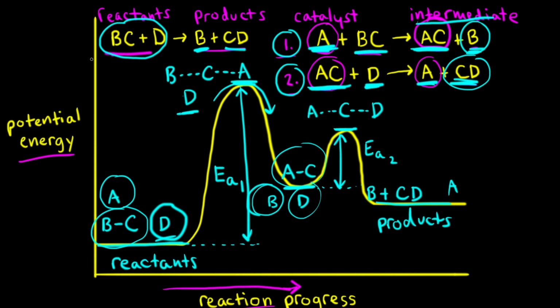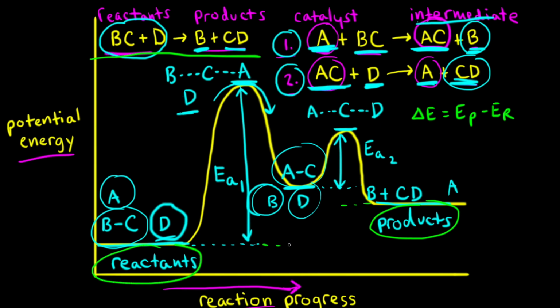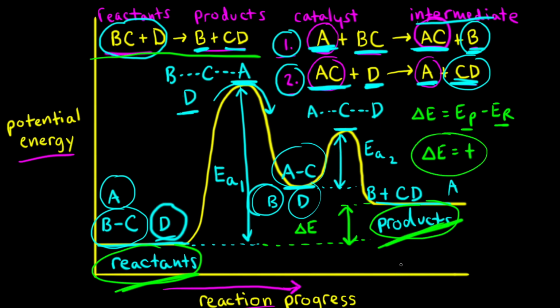Finally, let's find the overall change in energy for our reaction. To find the overall change in energy, that's delta E, which is final minus initial. So that would be the energy of the products minus the energy of the reactants. The energy level of the products is right here, and the energy level of the reactants is at the beginning. So let me extend this dashed line here so we can better compare the two. Representing delta E on a graph, it would be the difference in energy between these two lines. Since the energy of the products is greater than the energy of the reactants, we would be subtracting a smaller number from a larger number, and therefore delta E would be positive for this hypothetical reaction. And since delta E is positive, we know that this reaction is an endothermic reaction.